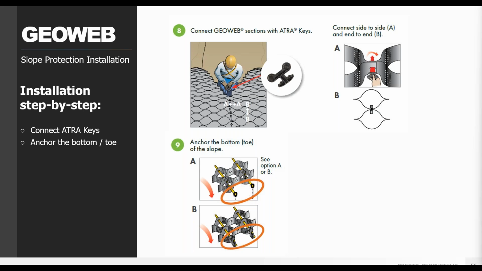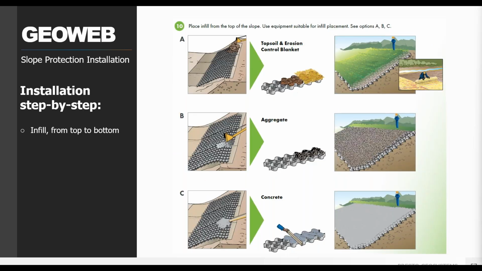Connect sections side to side and end to end as possible on the crest and the remainder on slope. And anchor the toe with either an ATRA tendon clip or stakes according to the design. Once the system is properly anchored, infill from top of slope down. And now we'll see that process with a couple of project installations for examples, and we'll point out best practices along the way.